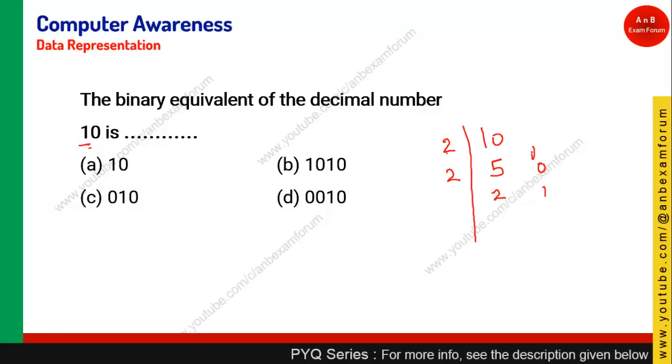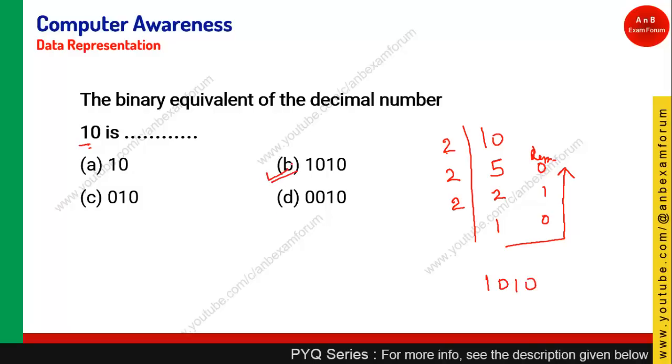All these are remainders. After that, again you divide by 2 until you get 1 or 0. 2 ones are 2 and you will have remainder 0. In the last, you need to read the remainders backward. So the answer for this question will be 1 0 1 0. So option B is the right answer.